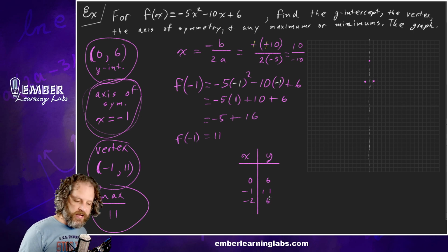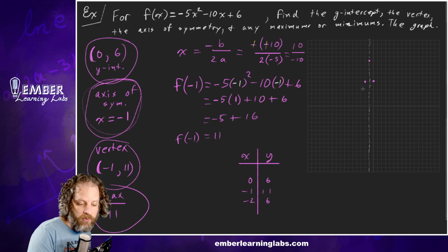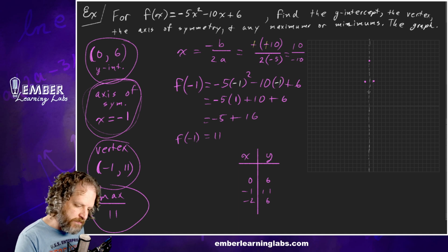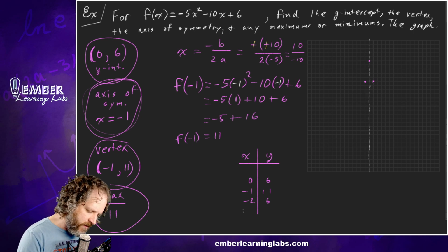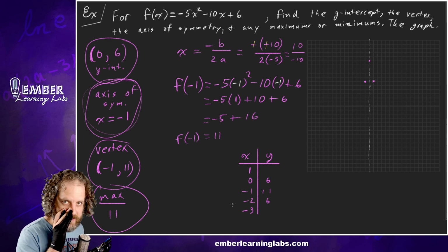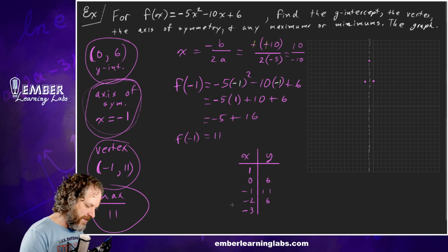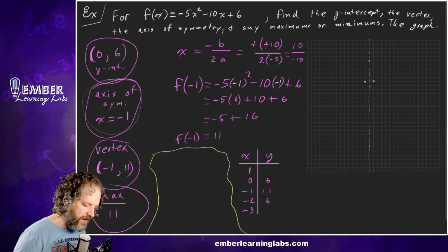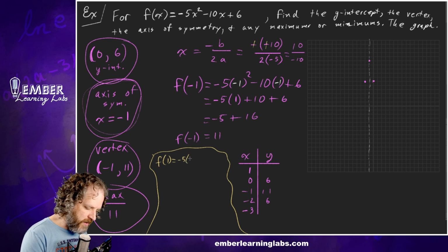And to get a couple more points, we're going to pick one more on this side and one more on this side. So let's pick -3. How about +1? They're going to be the same because it's symmetric. So we only got to do one of them. So let's do, I'm going to kind of change colors here because we're getting a little full. So we're going to find f of +1 equals -5 times 1 squared minus 10 times 1 plus 6.